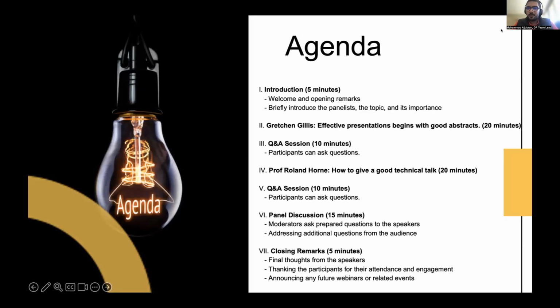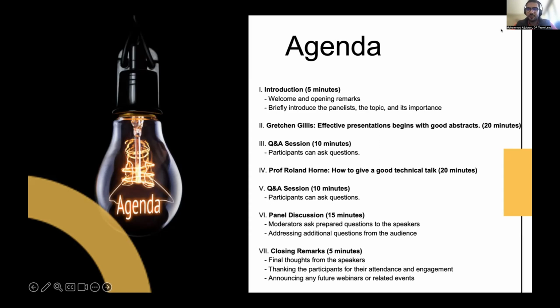It's a fantastic panel, like Muniz said. We have great speakers and panelists today. We're going to take us through how we really get going with writing an abstract and nailing down an excellent technical talk. So we will start with some introductions. We'll talk about Geothermal Rising really briefly, just to make sure that everyone knows what it's all about. And then we'll introduce ourselves as well as the panelists and the topic and why it is important to every single one of us. Now, our two speakers are, I'm starting with Gretchen Gilles, who is going to be talking about how to really start with a good abstract.